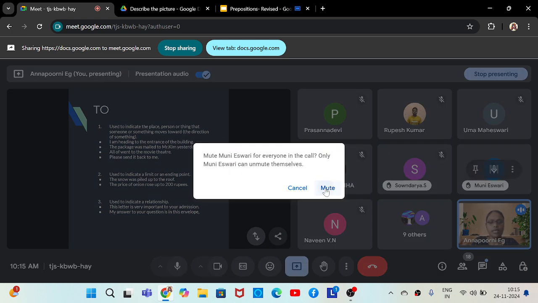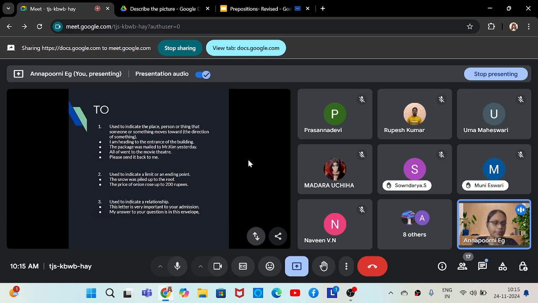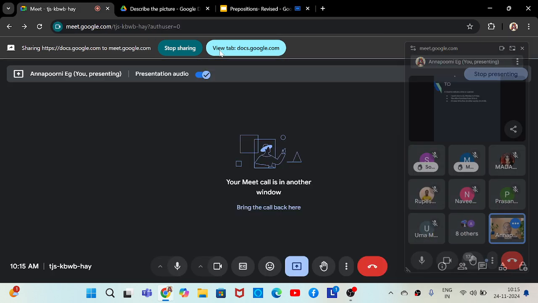Okay. Similarly, my answer to your question is in this envelope. My answer to your question. So answer and question are again related. Alright, so this is the third use. It shows a relationship between two things. Now moving to the last use of to.